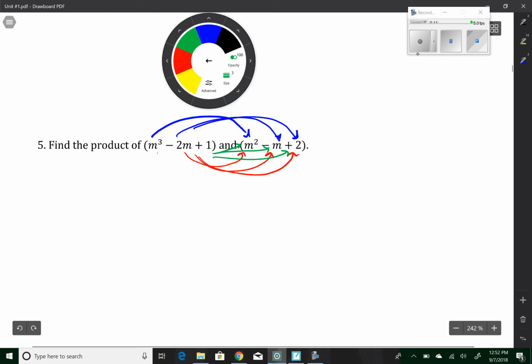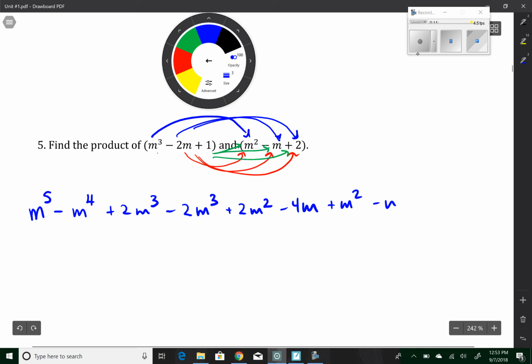Right? So if we do m cubed times m squared, that's m to the 5th. M cubed times negative m is negative m cubed. M cubed times 2 is plus 2m cubed. Actually, I lied. This one's to the 4th. Negative 2m times m squared is negative 2m cubed. Negative 2m times negative m is positive 2m squared. And the last one there would be negative 4m. And anything times 1 is itself, so we're just going to have an m squared minus m plus 2.